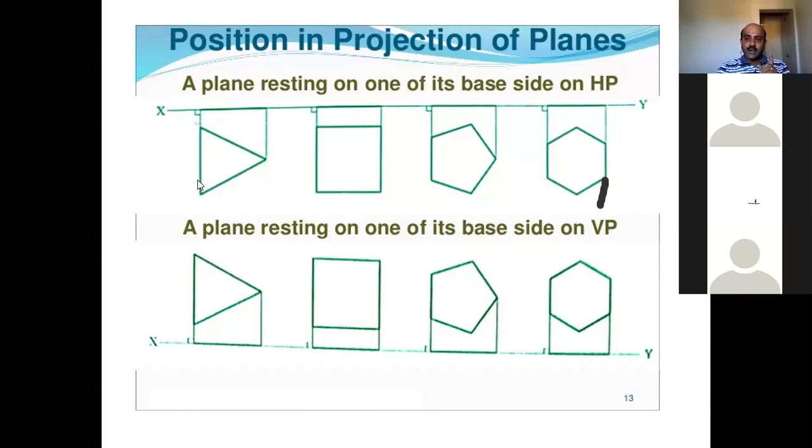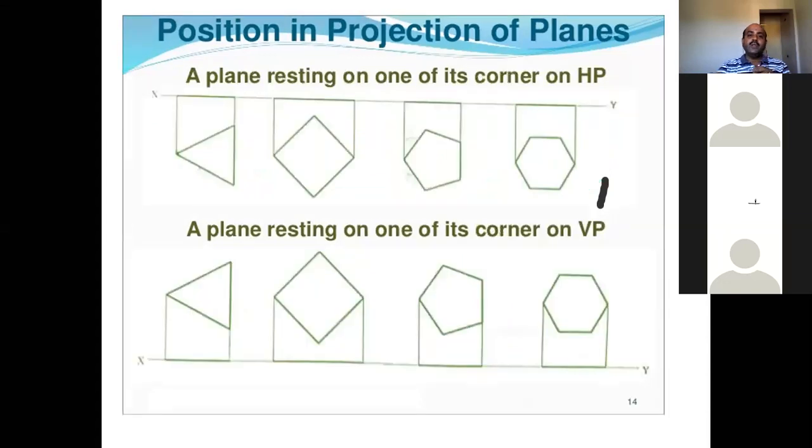So whether you are resting it on a HP or resting it on a VP, or resting it on an edge or resting it on a corner, these are the two important things you are supposed to remember. So this is the second thing: plane resting on one of its corners on HP.